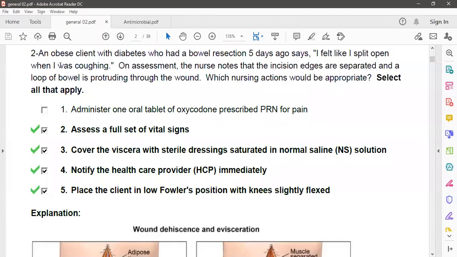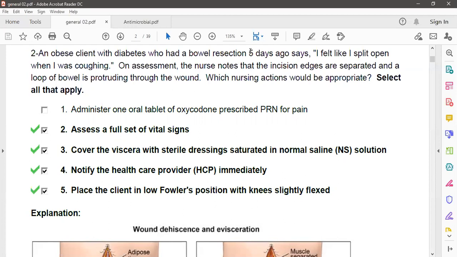Question number 2. In this discussion, basically we are learning about a topic. It doesn't matter whether we answer correctly or not, we are learning, right? An obese client with diabetes who had a bowel resection 5 days ago. So what are the key points? The patient is obese and diabetic, and has also had a bowel resection.